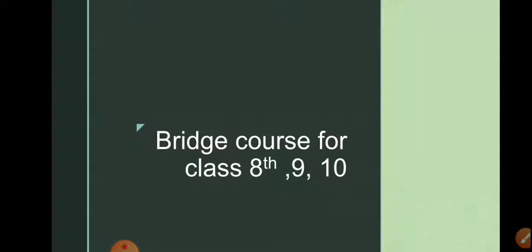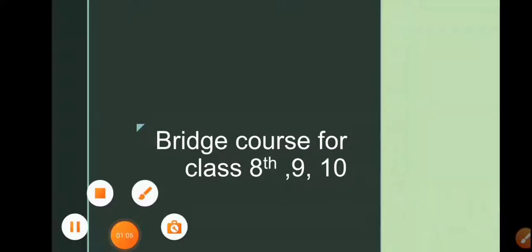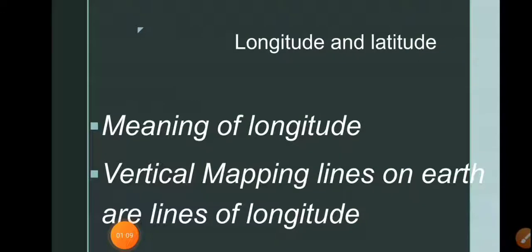Before discussing all these 9 key terms in detail, in today's lecture we will start with the meaning of longitude and latitude. Okay children, fine. So longitude means what? Well children, longitude is a vertical mapping line on earth. These lines are called longitudes. So vertical imaginary lines of the earth are called longitude.